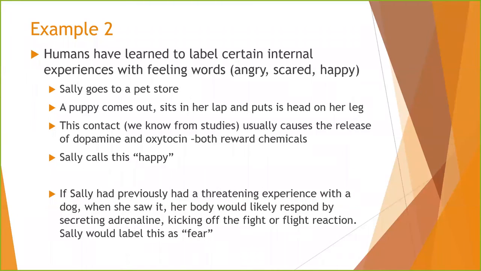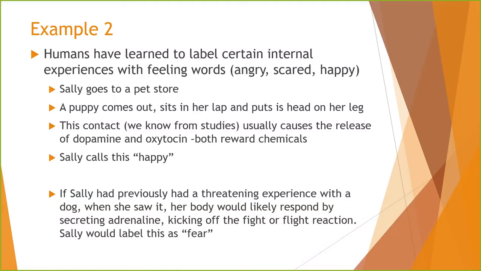So, example number two: humans have learned to label certain internal experiences with feeling words like angry, scared, or happy. So let's take Sally. Sally goes to a pet store and a puppy comes out, sits in her lap, and puts its head on her leg. We know that contact with animals or other people usually causes the release of dopamine and oxytocin, which are both reward chemicals, bonding chemicals. Sally calls this feeling she gets when the puppy sits down, she goes, "Aw, aren't you sweet?" And she may label this as happy.